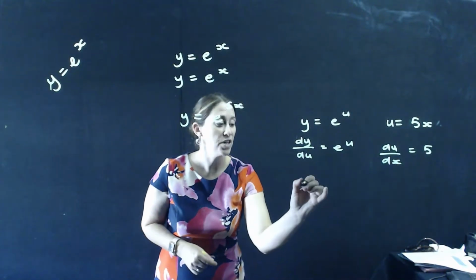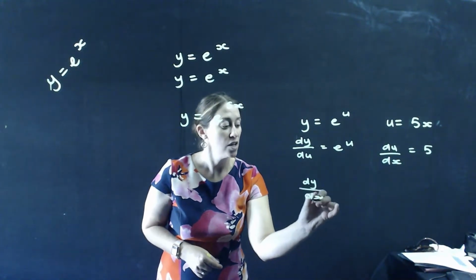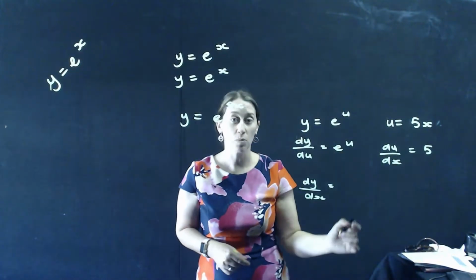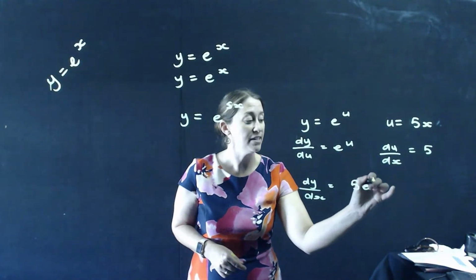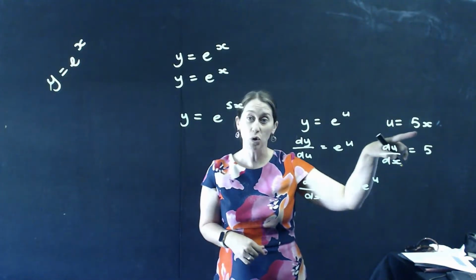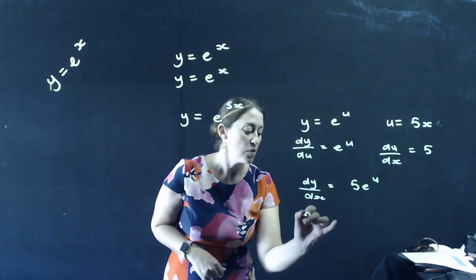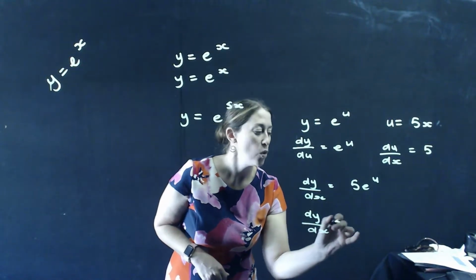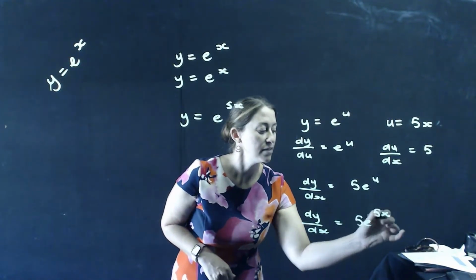Multiplying the result of these gives us dy/dx. So when I multiply e to the u multiplied by 5, I get 5e to the u. And now we must remember to substitute u back in, and u of course equaled 5x. So our derivative becomes 5e to the 5x.